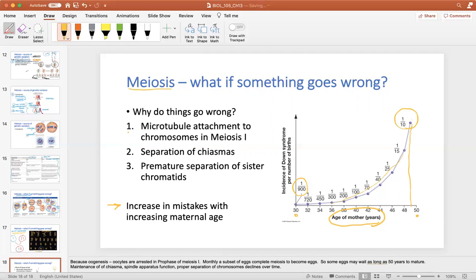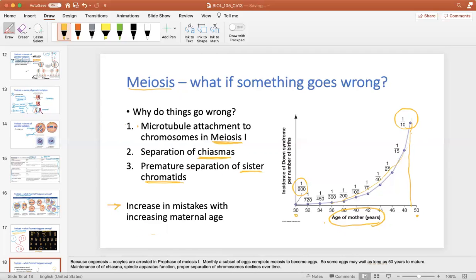So why do things go wrong? Well, I showed you that microtubule attachment to chromosomes in meiosis 1. Remember how that microtubule grabbed the wrong chromosome? You can have problems when you separate crossing over. Sometimes that can create breaks in chromosomes. You can have premature separation of sister chromatids. All of these are errors that can happen during meiosis.